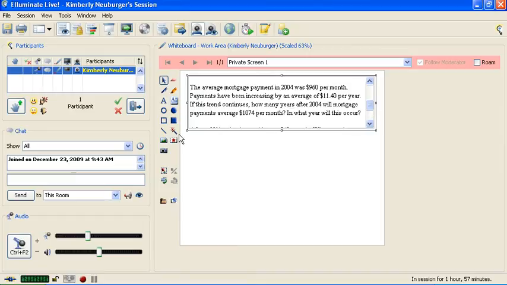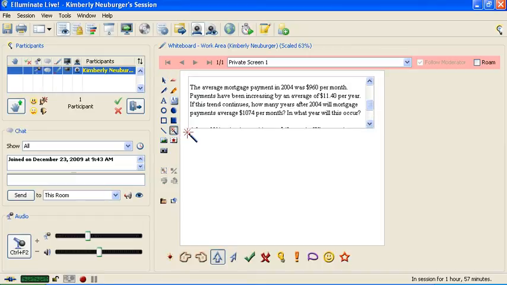Now this says that the average mortgage payment in 2004 was $960 per month. Payments have increased by an average of $11.40 per year, and this is a hypothetical situation. If the trend continues, how many years after 2004 will mortgage payments average $1,074 per month? And we also want to know in what year this occurs.